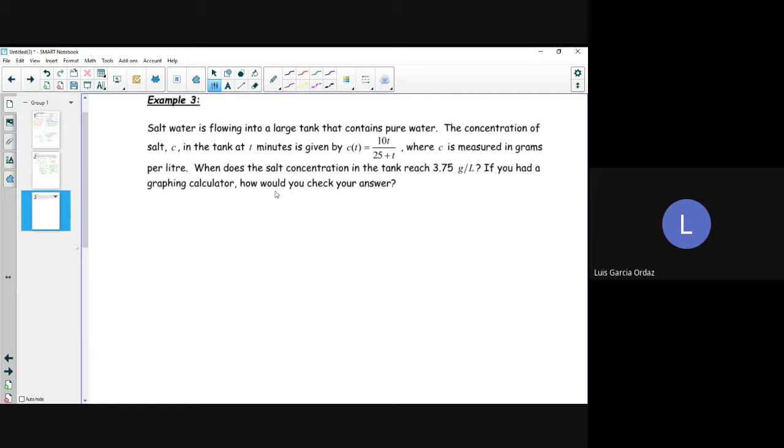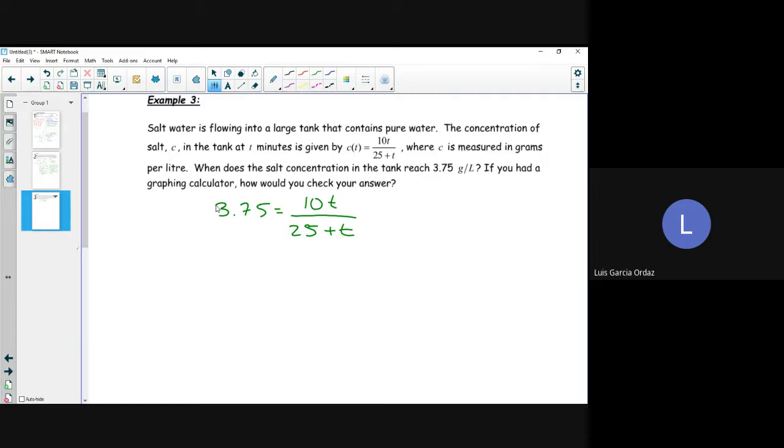So what are we going to sub in for C of T? Remember, C is the concentration of salt. Remember, C is measured in grams per liter. Don't we just plug in 3.75? Yep. So 3.75. Oh, I thought you meant something for T, and I was like, no. Oh, my bad. I overthink. Okay, so what's our next step?